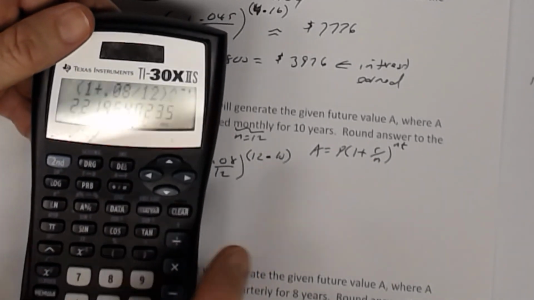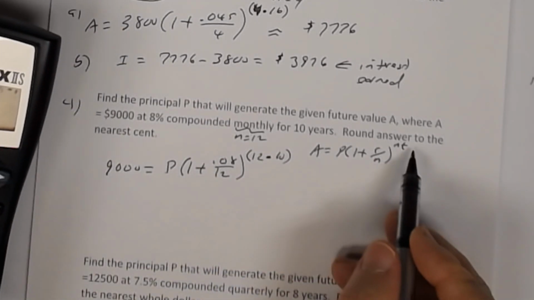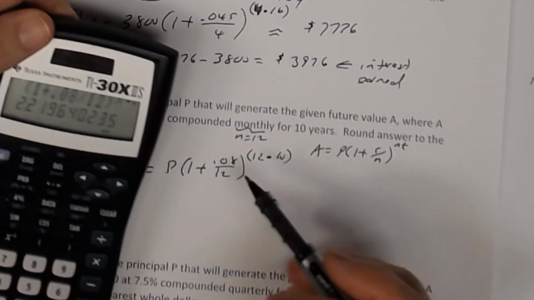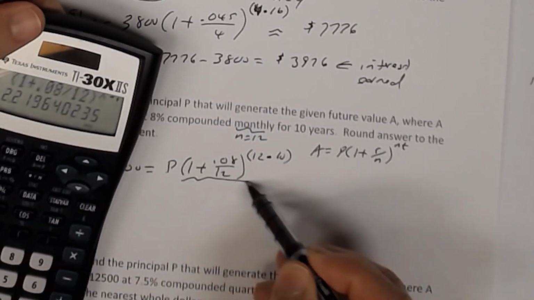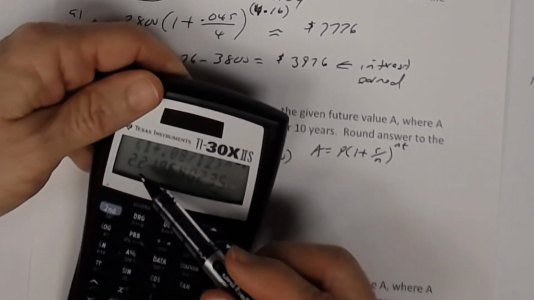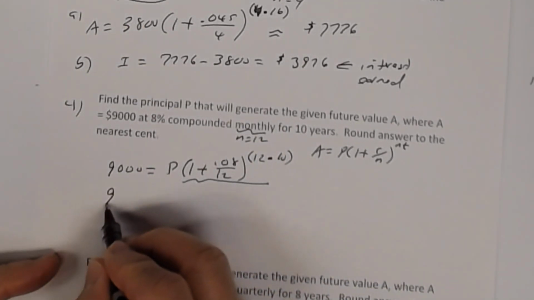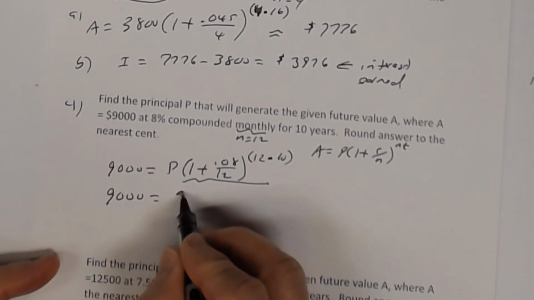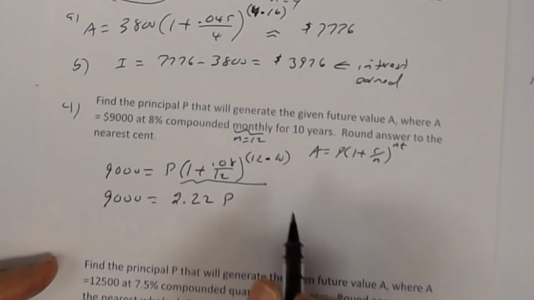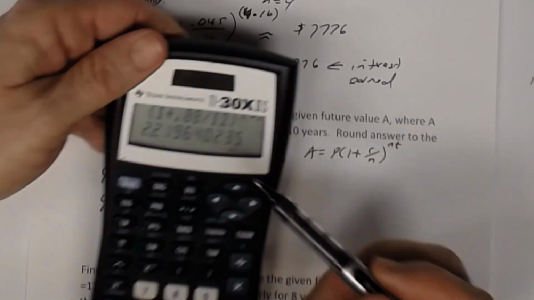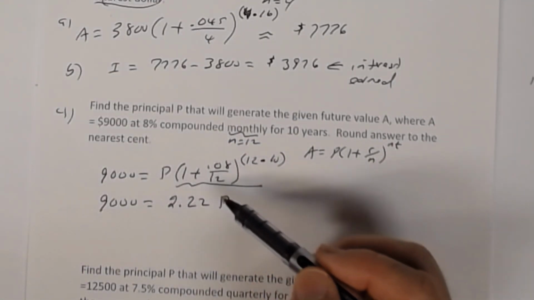Okay, now, it did say you want to round the final answer to the nearest cent. So let's just use the cent here. To the nearest cent, that right there is 2.22. Okay, so I get 9,000 equals 2.22p. So this is 2.22, right? That's what this is. So 2.22 times p.